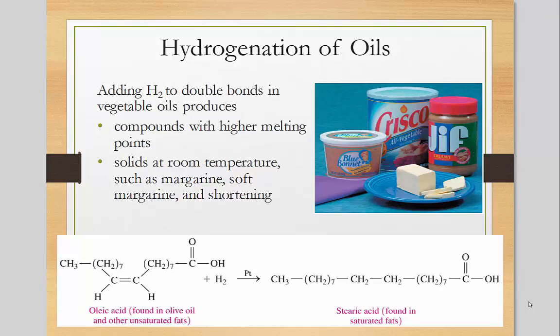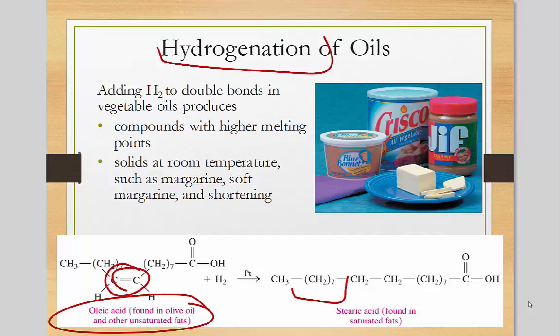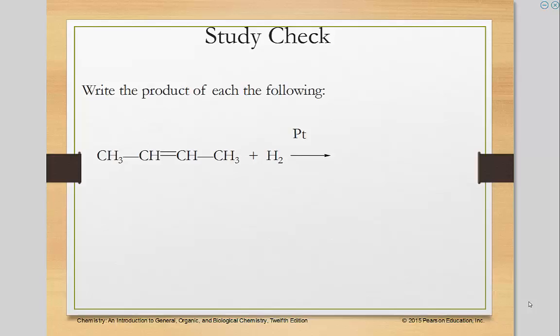Hydrogenation of oils is used very commonly to make things such as margarine. So here is an olive oil. They've taken this double bond here and gone through hydrogenation. And you notice that double bond's not there anymore. When you go to the grocery store, you'll see the word hydrogenation on some packages, because that's how the margarine is formed. Let's do another one.